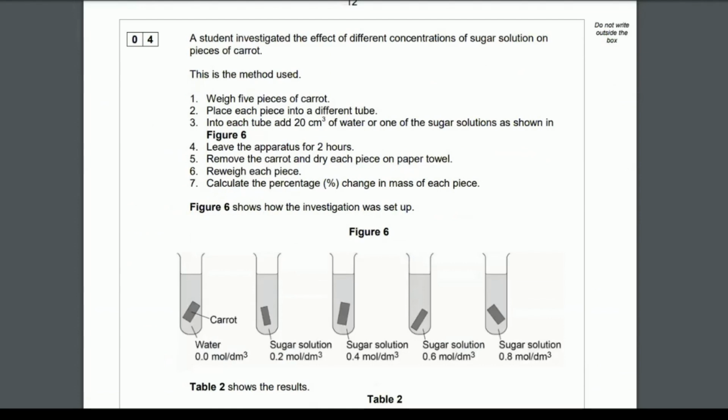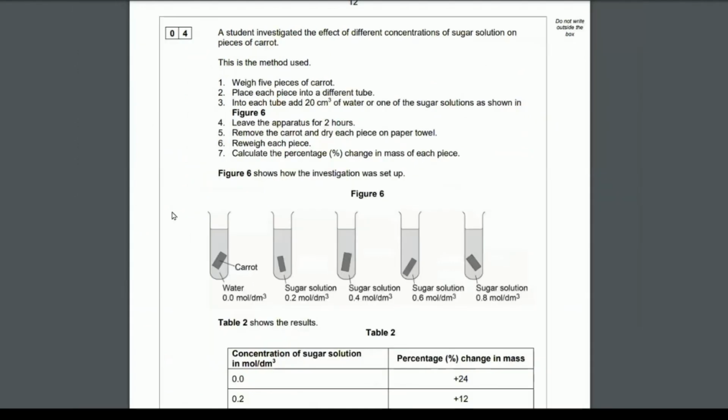Okay, we're on to question 4. A student investigated the effect of different concentrations of sugar on pieces of carrot. I sense osmosis. This is the method used.